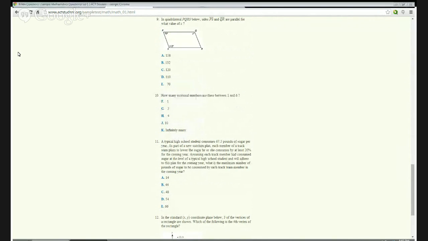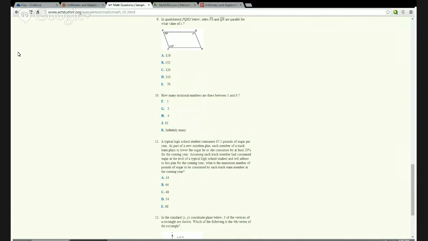Okay, question 10. Obviously, this is one of those problems that you don't need to use your calculator for. How many irrational numbers are there between 1 and 6? And the answer is infinitely many. Irrational. We're not talking about rational numbers. So irrational means decimal points that go on forever. And so there's tons of them that can go on forever between 1 and 6. So the answer there would be K.